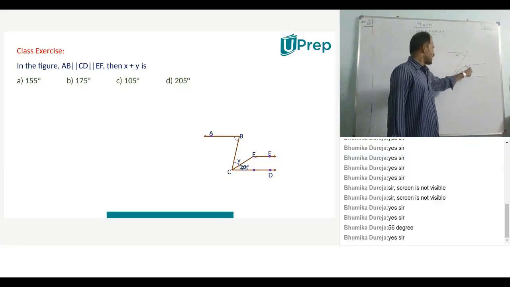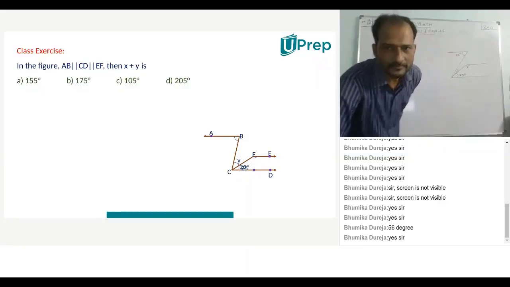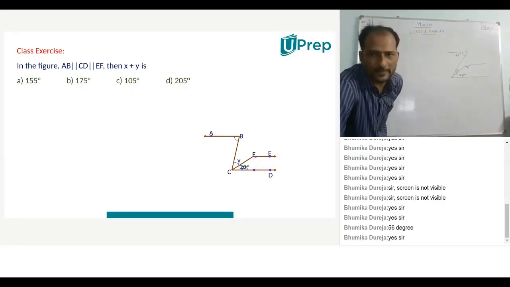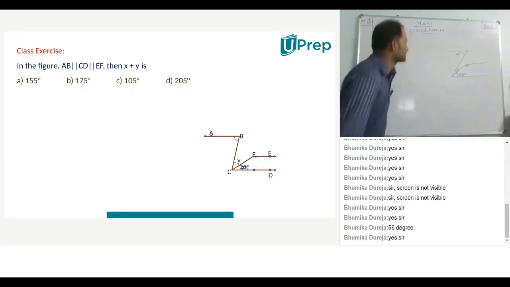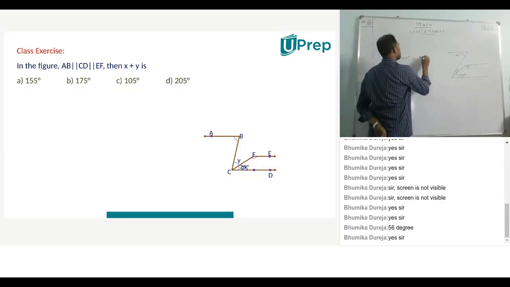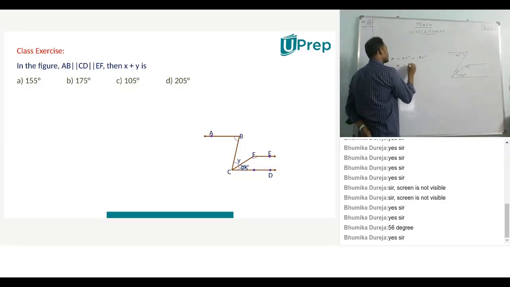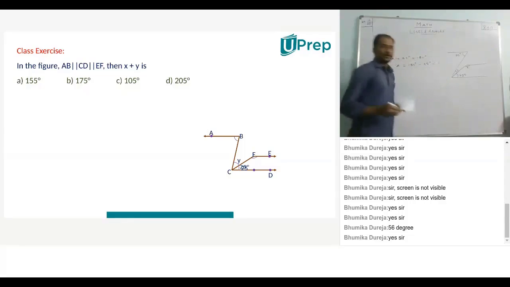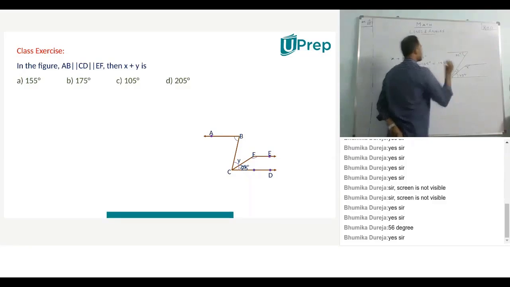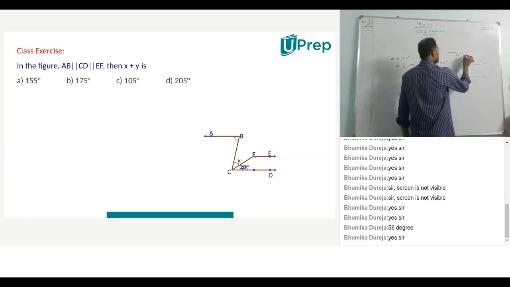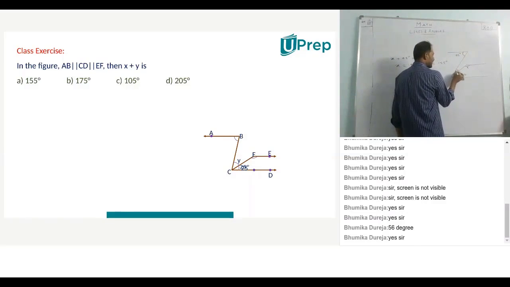Now x plus 25 is equal to 180. Then what is the value of x? 180 minus 25, 155. Okay. Now this angle will be equal to y plus 25. Am I right?